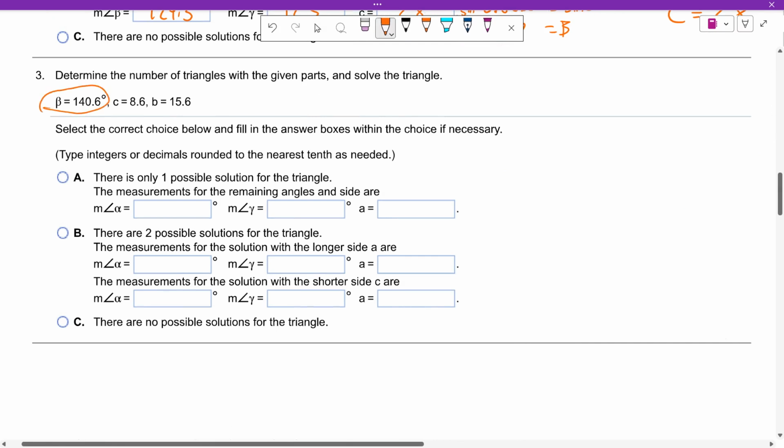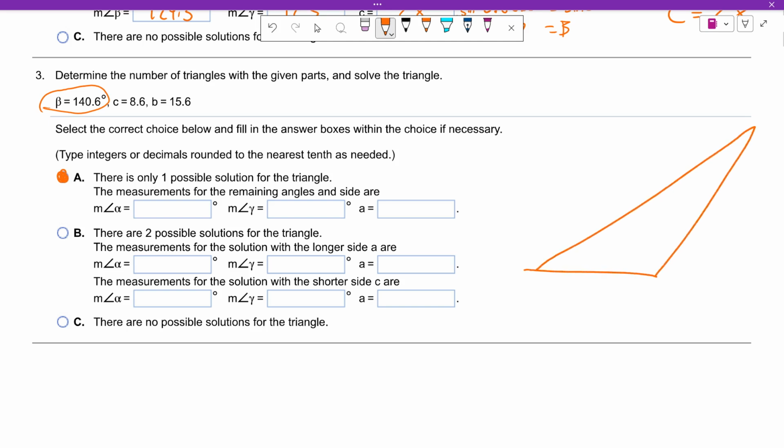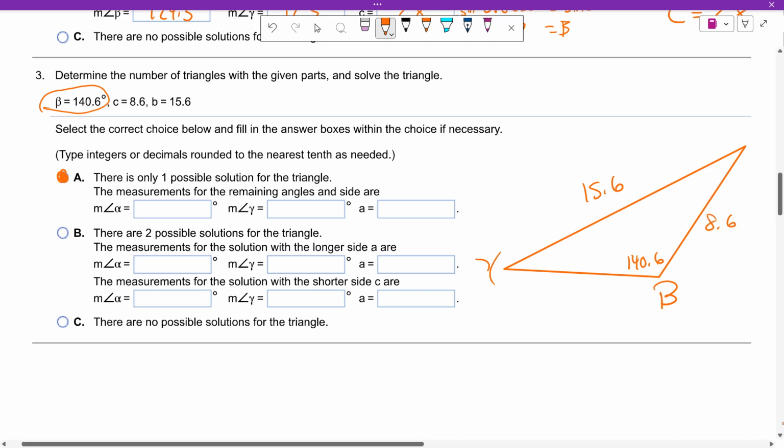Before I start this problem, I see I have an obtuse angle. How many obtuse angles can I have in a triangle? 1. So how many triangles are there going to be? At most, 1. So instead of drawing 2 triangles for this one, once I see an obtuse angle, I'm going to go, well, I got an obtuse triangle here with a 140.6 here. Now, that's B. Opposite of B is 15.6. And then some other side is 8.6, which is C, which is opposite of gamma. So alpha will be up here, and A will be down here.